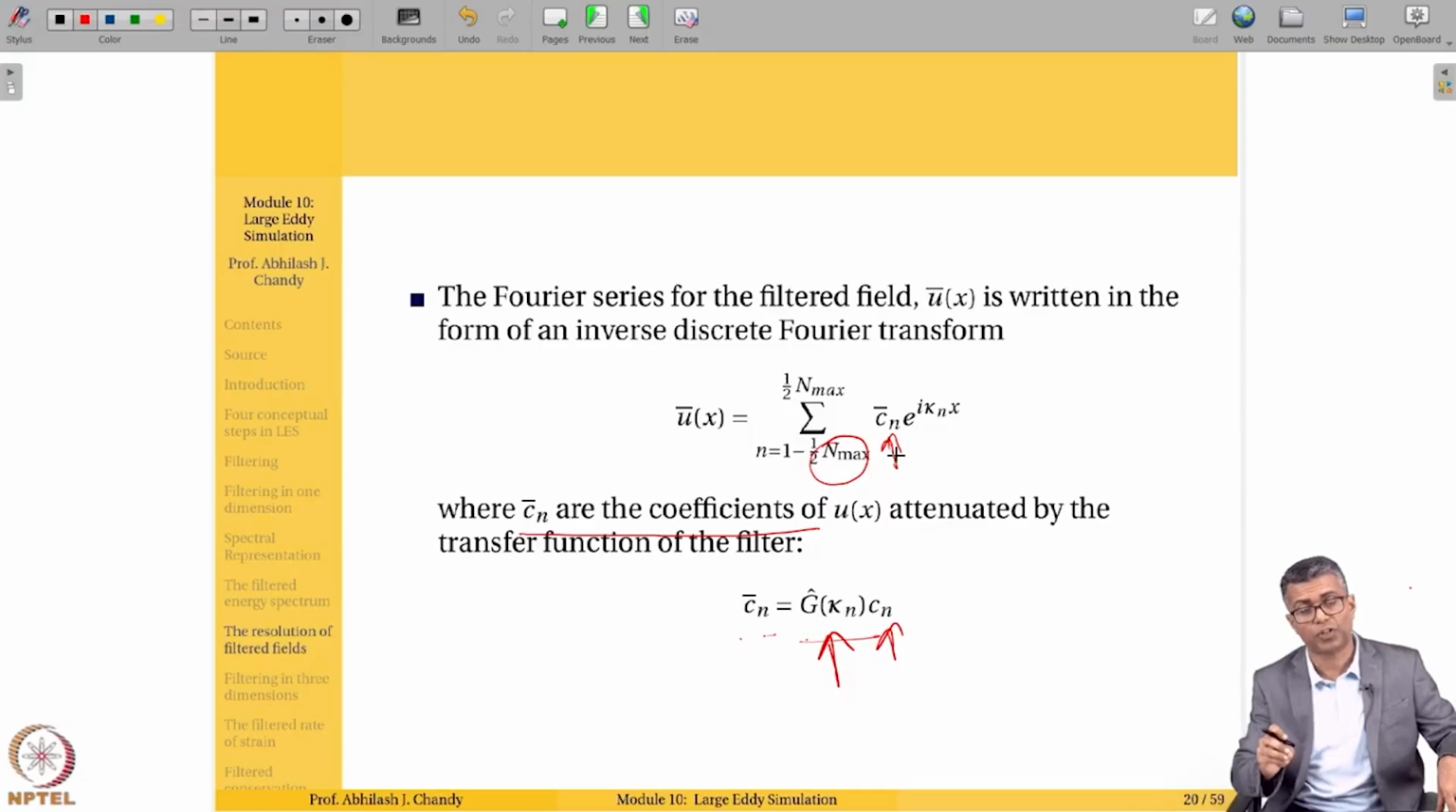And how do you obtain that filtered Fourier mode? By taking the transfer function g hat of kappa and multiplying it by the Fourier mode corresponding to the fully resolved velocity field. I hope you're understanding. So Cn bar is g hat of kappa multiplied by Cn. Now, what does g hat depend on? That depends on the kind of filter that you select. And that is what we are going to be discussing today.